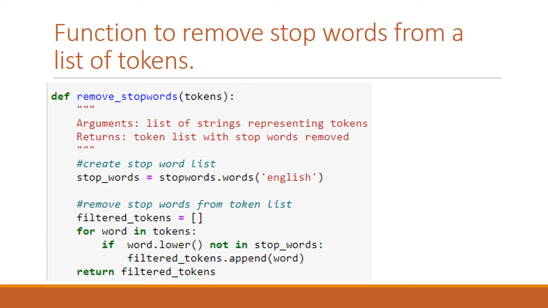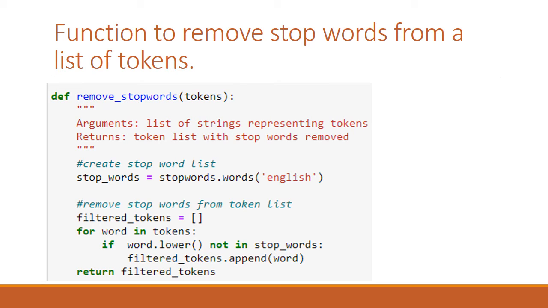Here's an example of a function that'll remove stop words from a list of tokens. So our function name is remove stop words. The argument is a list of strings representing tokens, and it's going to return the token list with the stop words removed. First thing we're going to do is initialize our stop words list by calling the stop word method.